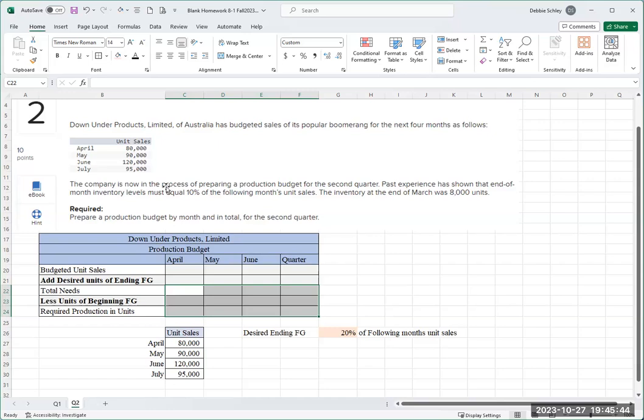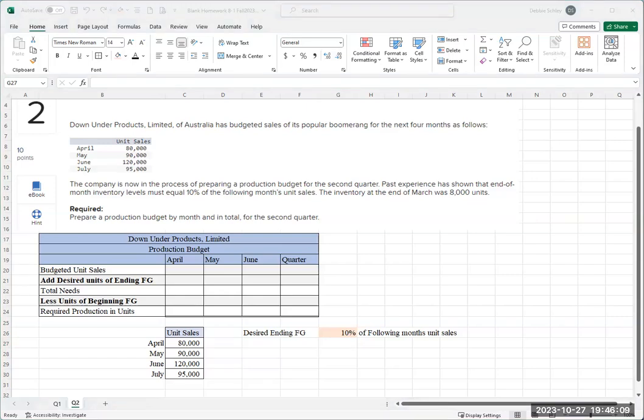The company is now in the process of preparing a production budget for the second quarter. Past experience has shown that the end of month inventories must equal 10% of the following month's unit sales. The inventory at the end of March was 8,000 units.